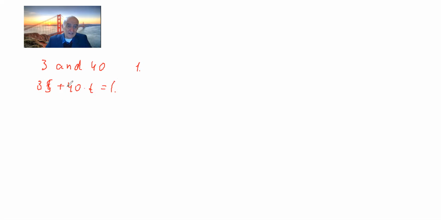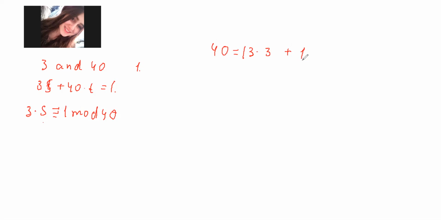In other words, we can formulate our problem like this. Find s such that 3 times s is congruent to 1 modulo 40. We need to find s. To find s, we will use the Euclidean algorithm, and 40 we can represent as 13 times 3 plus 1. Do you agree? Yes.